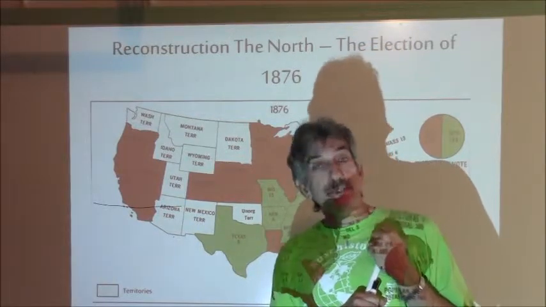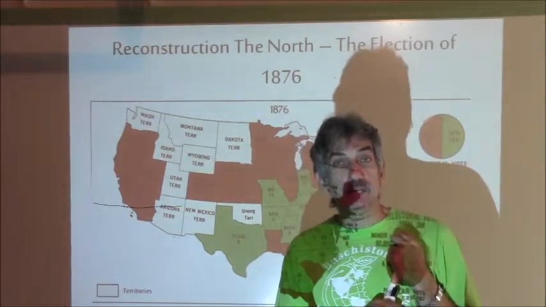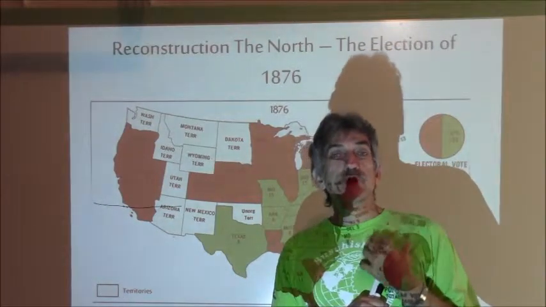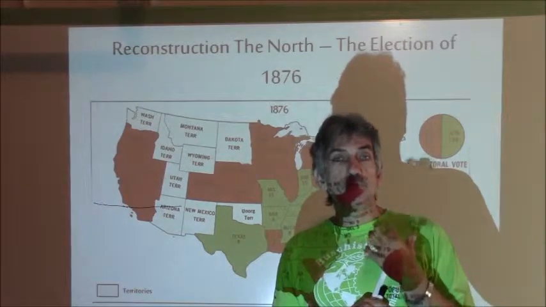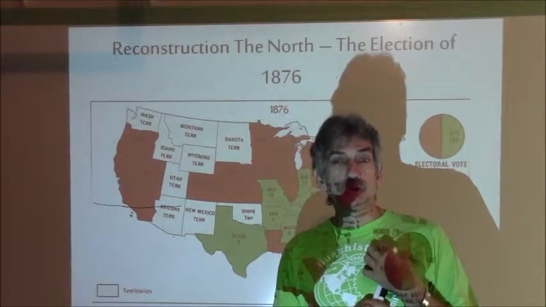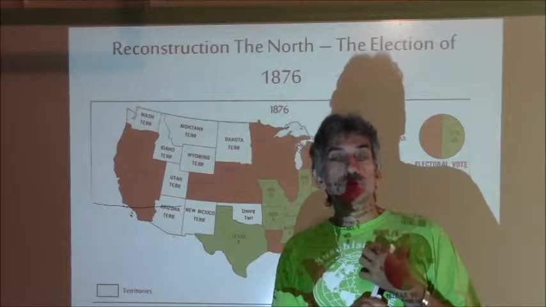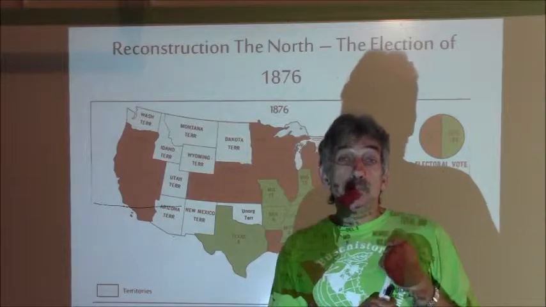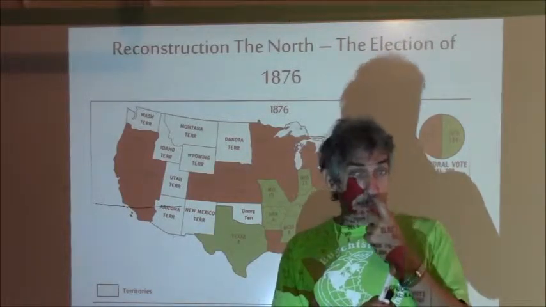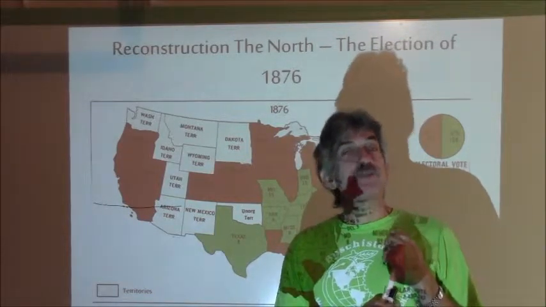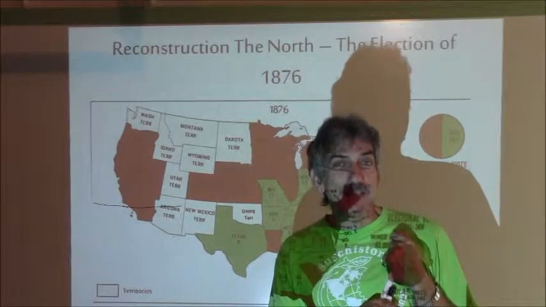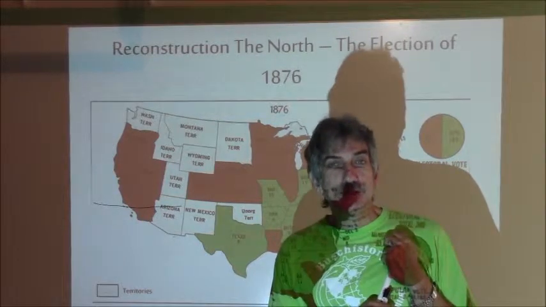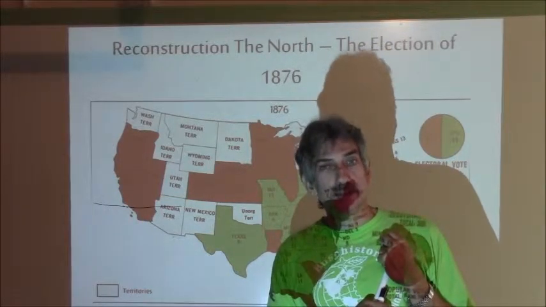So Rutherford B. Hayes in the House of Representatives stands up and says, I pledge that if I become the next President of the United States, I will withdraw the troops from the South, and a sense of normalcy will return to the United States of America. Reconstruction is complete. Well, it's a compromise. The Southern Democrats go for it, and Rutherford B. Hayes becomes President of the United States in March of 1877. And what's the first thing he does? He removes the troops from the South.